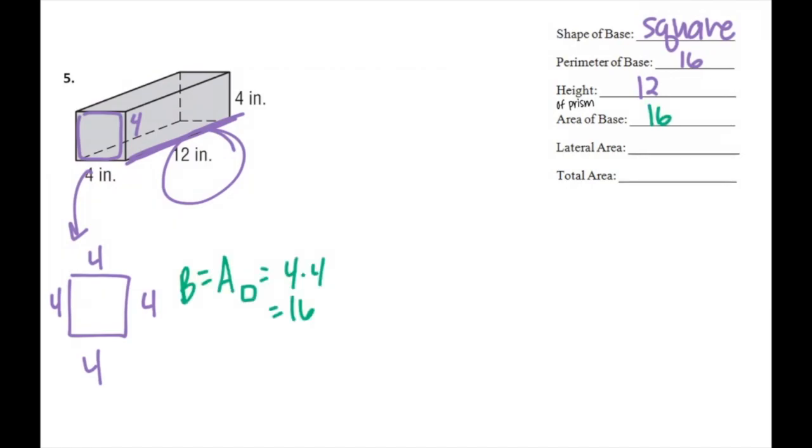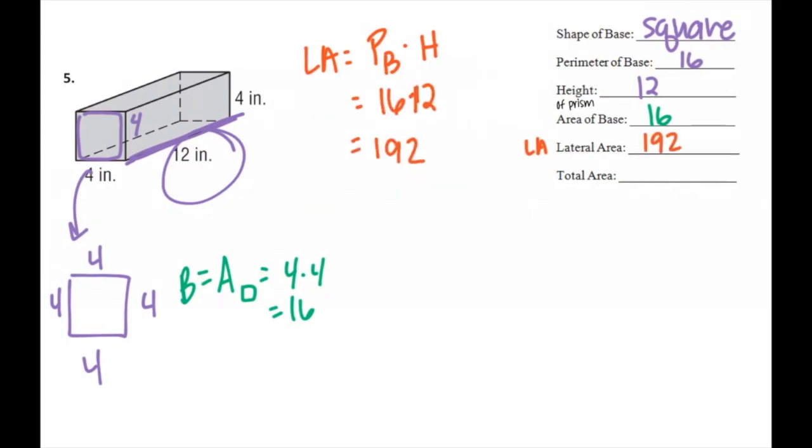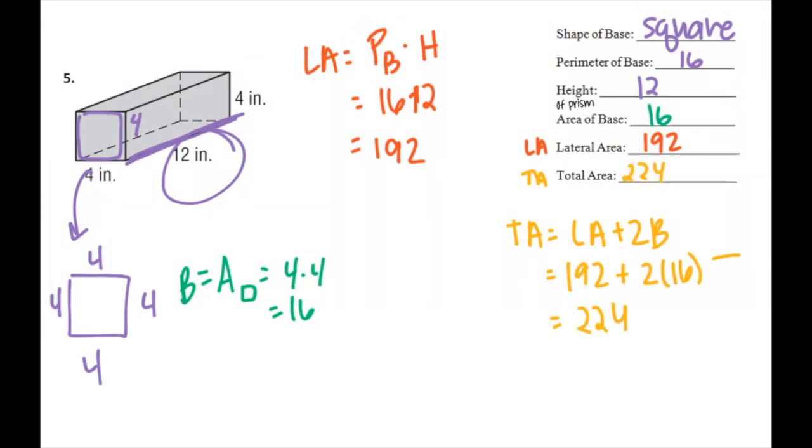The area of the base is 16, right? Big B is 16. All right, our lateral area. Perimeter of the base times the height of the prism. I got 192, which is going to help me find the total area because it's the lateral area plus 2 bases. So I got 224 inches squared.